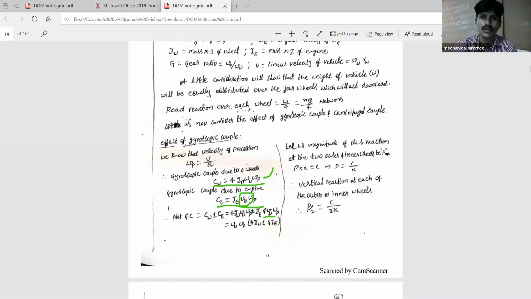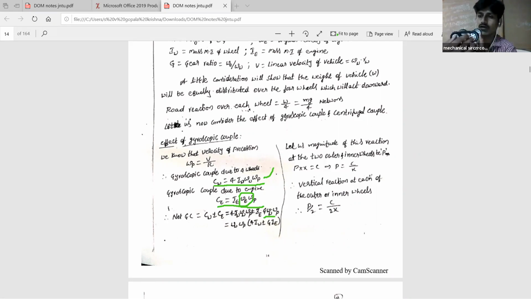Now, it is not over yet. The next step: let the magnitude of the reaction at the two outer and inner wheels be P newtons. Observe our car: four wheels are there, these are the inner and these are the outer. Let us consider the magnitude of the reaction force at the outer wheels and the inner wheels to be P newtons.